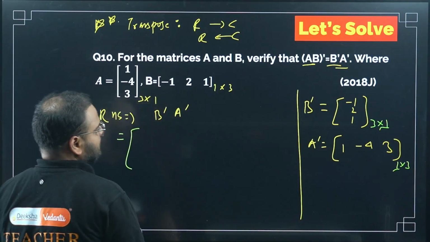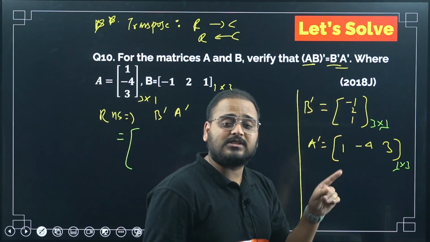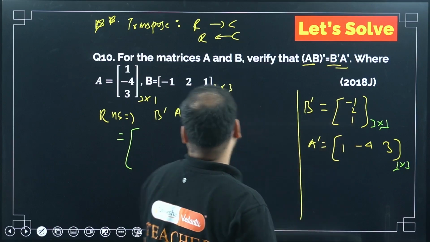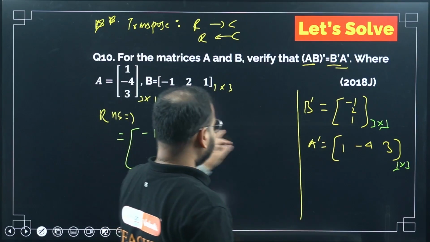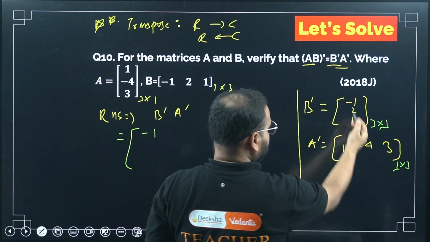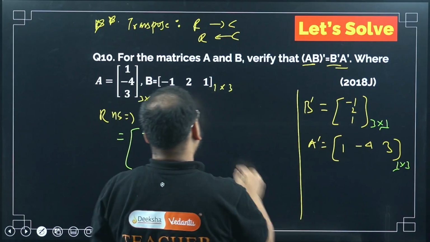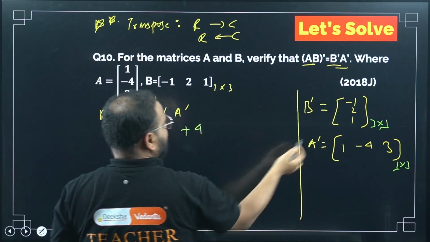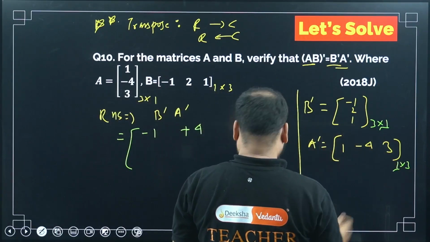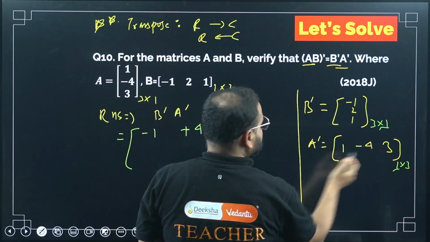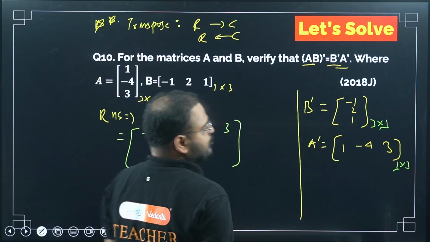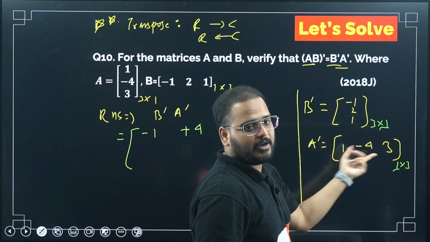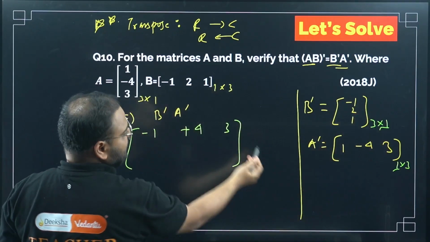So check the multiplication. I'll multiply again, same concept. Rows to column. Minus 1 with 1. What is it? Minus 1 with 1 is? Again what? Next. Minus 1 with second column. Minus 1 with minus 4 will be plus 4. Minus 1 with minus 3, sorry, plus 3. So simply 3. So first row multiplied with first column, first row multiplied with second column, first row with third column. I got the answer as minus 1, plus 4 and 3.